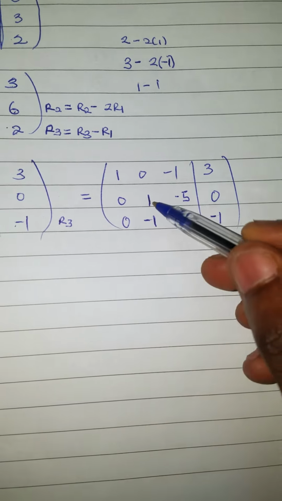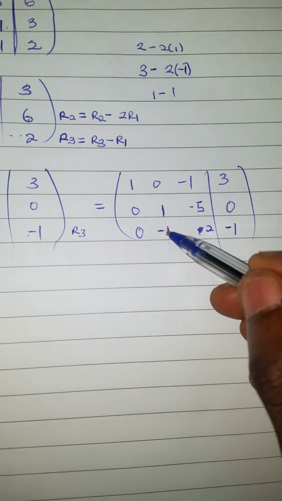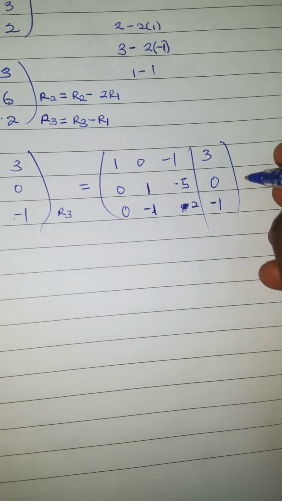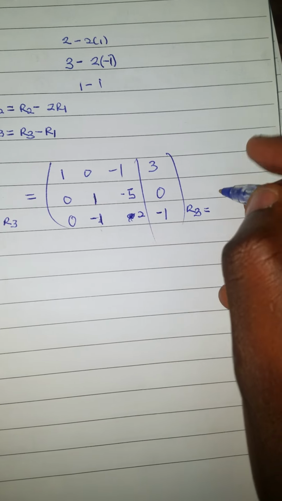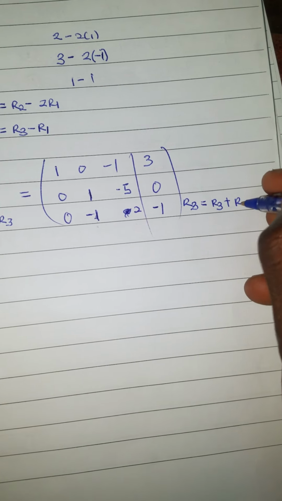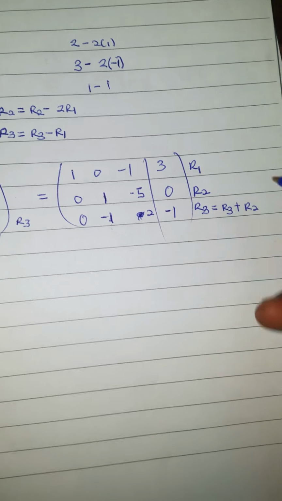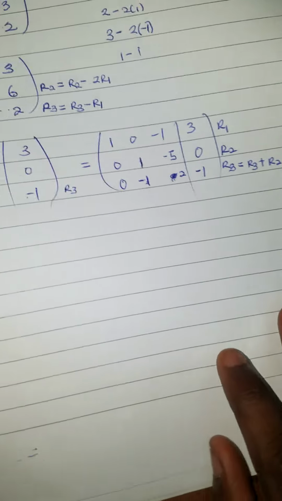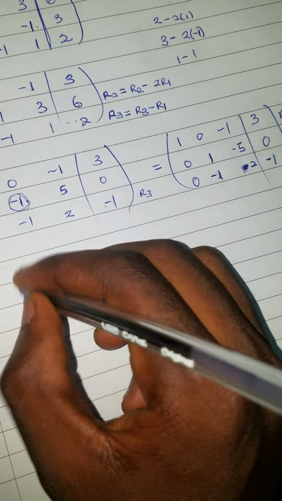So right now you see that this and this, to make this one 0, you can add this and this to make it 0. So our new row 3 is now equal to row 3 plus row 2. This is our row 1, this is row 2. So we are using this row 2 and row 3 now. What you maintain now is your row 1.